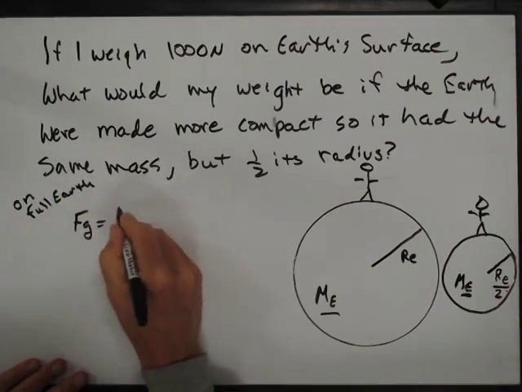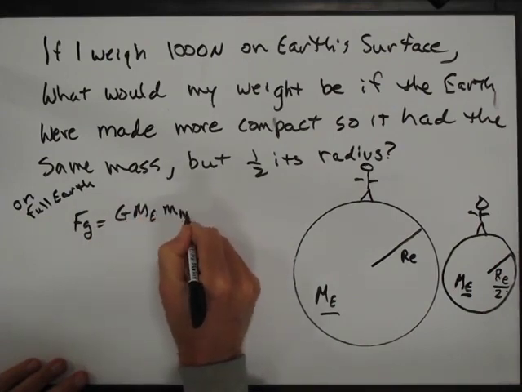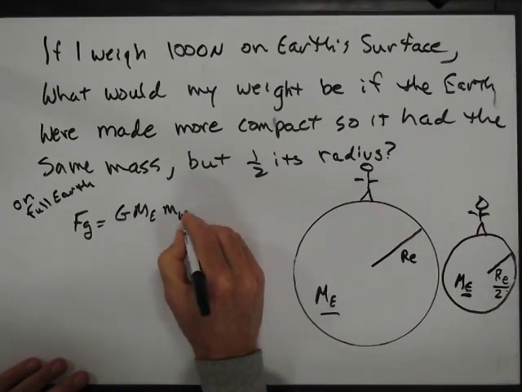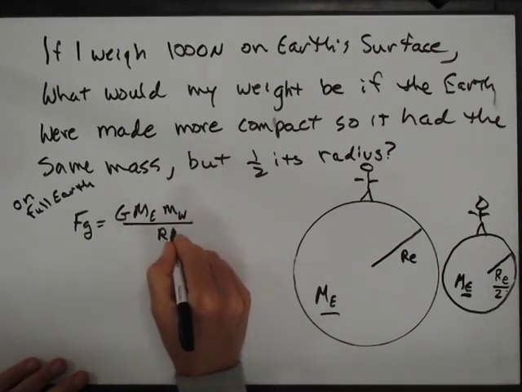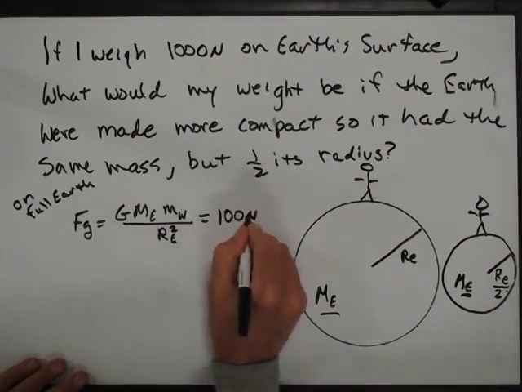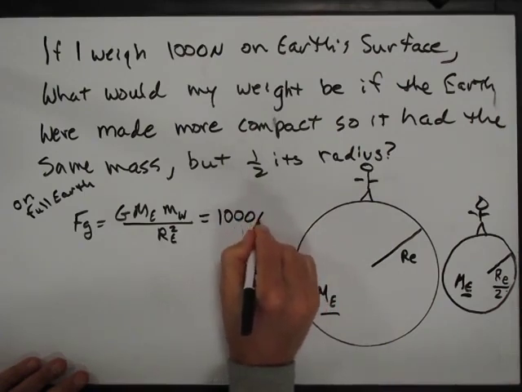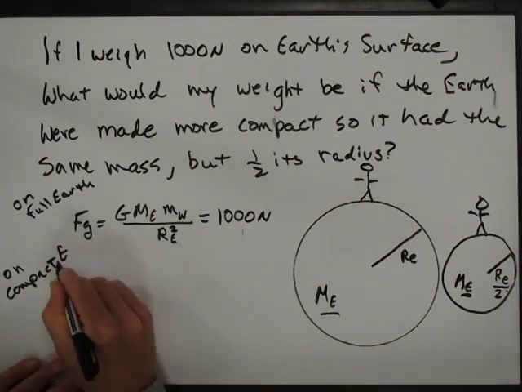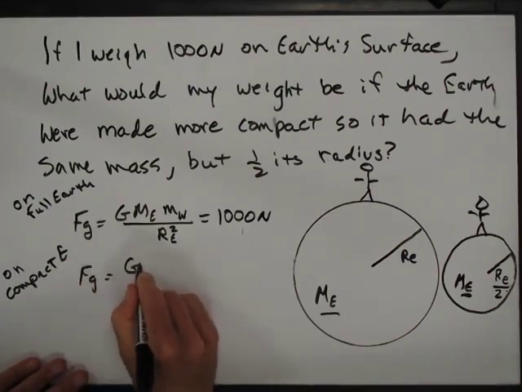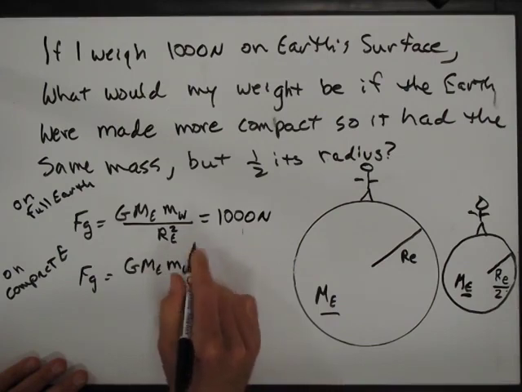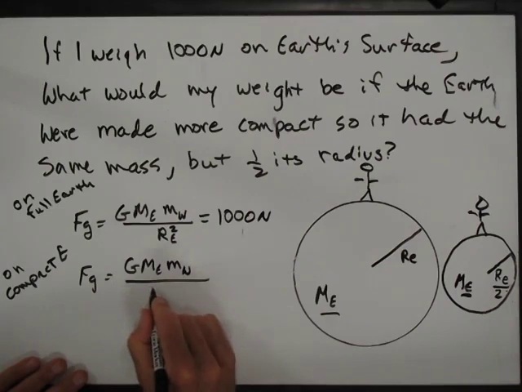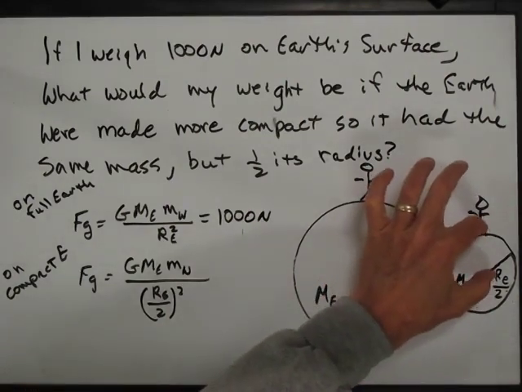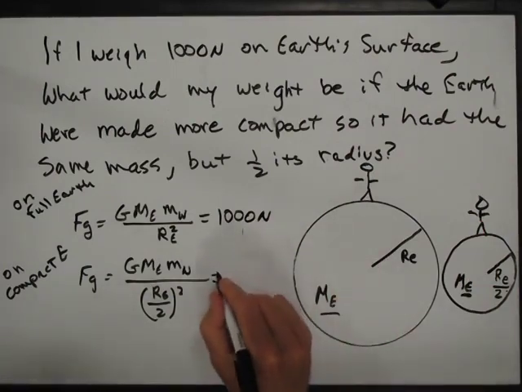we'd say, well, my weight is just G times the mass of the Earth times the mass of me, I'm going to put a W for weight there, over the radius of the Earth squared. And that's the thing that's 1,000 newtons. On compact Earth, the force of gravity is equal to G times the mass of the Earth times the mass of me over the radius of the Earth over 2, squared. Because now my distance from the center of mass of the Earth is half the radius of what we call the regular Earth.